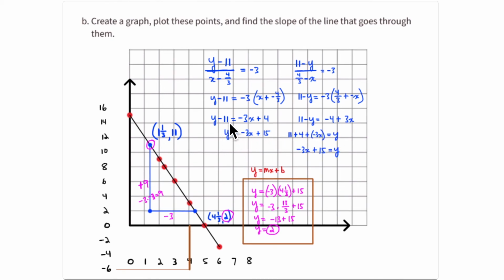And you add a positive 11 to both sides. So add a positive 11 here, and you get this to be positive 15. So this is the equation, y equals negative 3x plus 15.